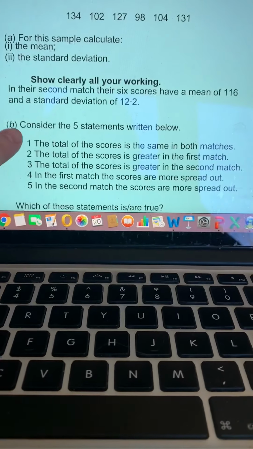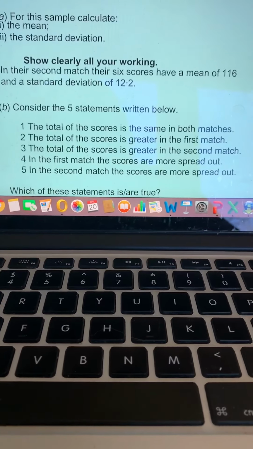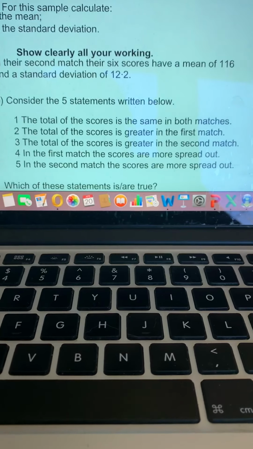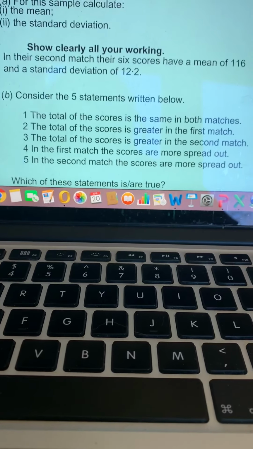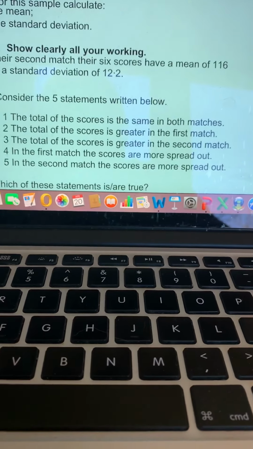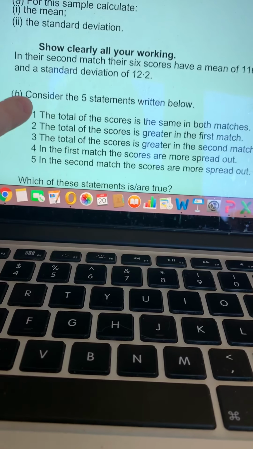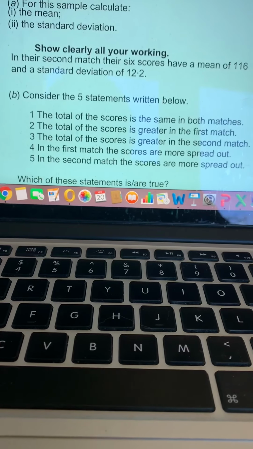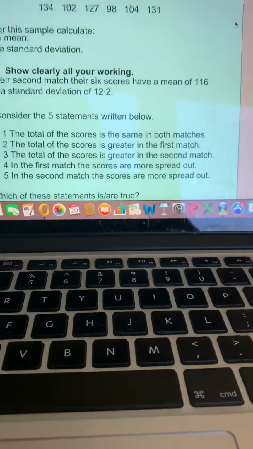So when you look at these 3, the first 3 really are talking about the total scores. So they're all talking about the same thing, and then 4 and 5 is talking about the spread of the data or the consistency of the data is another way to think about that. So really these are to do with the standard deviation, and this stuff here is to do with the mean, okay? So the total of the scores is the same in both matches is the first possible thing.